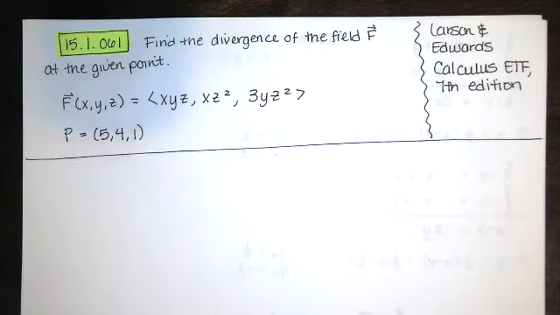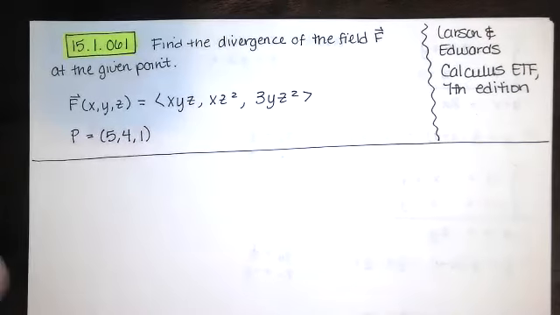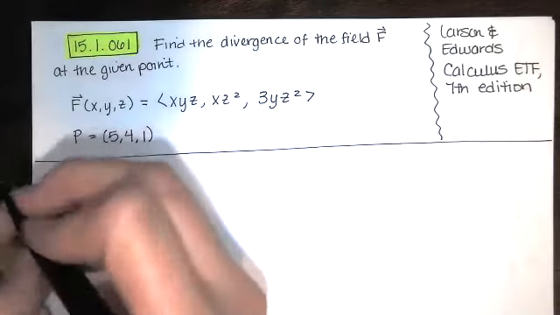In this video, we solve problem 15.1.061 from the Larson and Edwards Calculus Early Transcendental Functions textbook, 7th edition. We're just asked to find the divergence of this field at this point. So remember how that works.